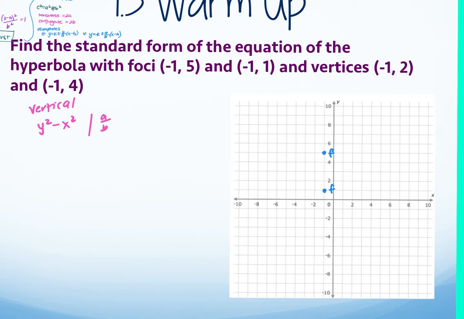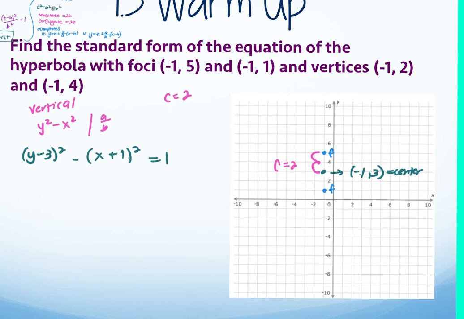What else do we know from the foci? Or what can we find? You can find c by finding first what? The center. So center is the midpoint between these, which is (-1, 3). That's my center. Now I already know all the numerators. So (y minus 3) squared minus (x plus 1) squared equals 1. Sorry, struggling to count this morning. Then your c is the distance from that center to the foci in either direction. So I know c is 2.